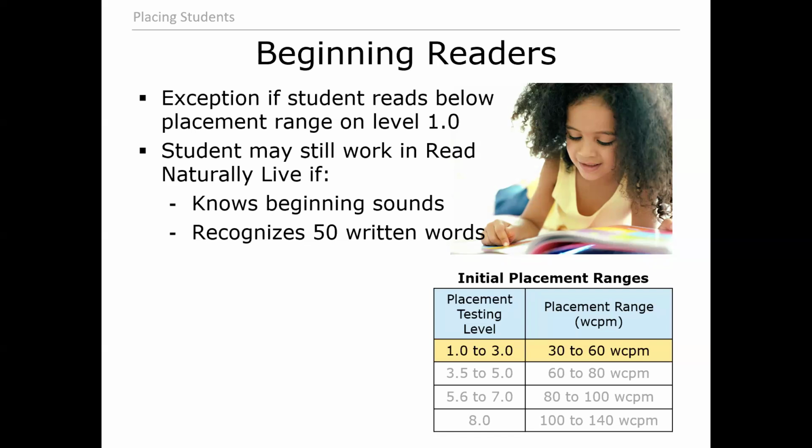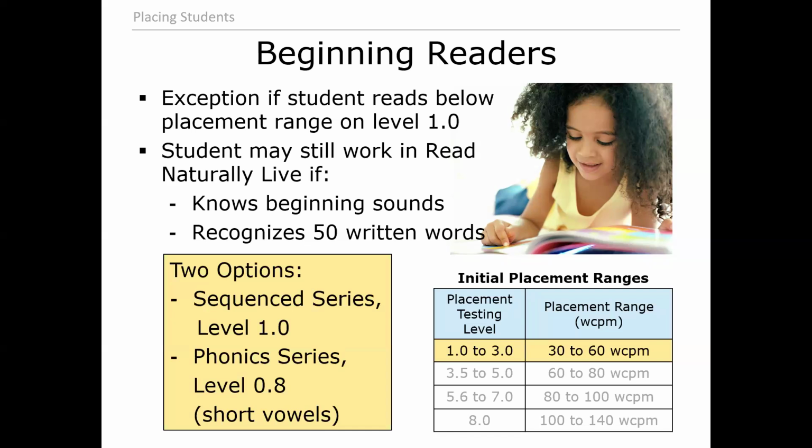Okay, then you're going to need to work on phonics and get her to the point where she can start working in the program. She can either work in 1.0 or 0.8. I almost always put a student like this in 0.8 because she's going to need extra support in phonics too. And level 0.8 is a short vowel level. It's a little easier because it provides all these CVC words and there's lessons on the CVC words. So if you have a student who places outside the range on that lowest level, but she knows her beginning sounds and can read about 50 words, then she can certainly work in that lowest level. And I would recommend the phonics series for her.